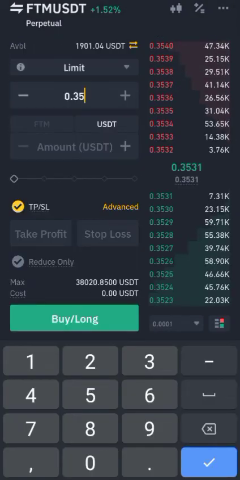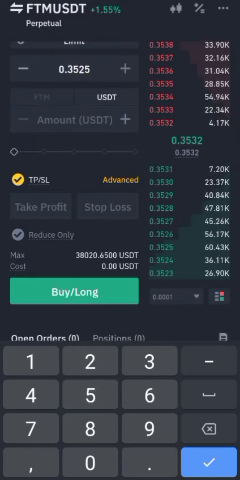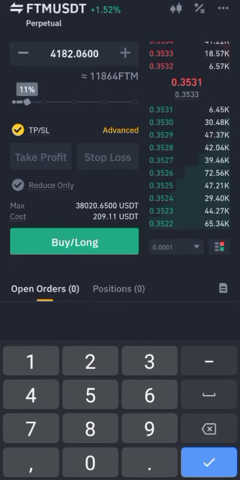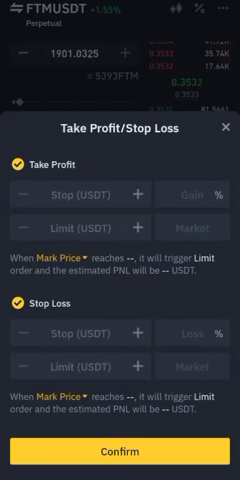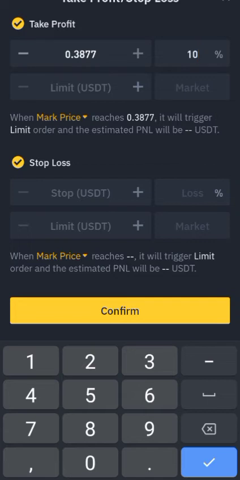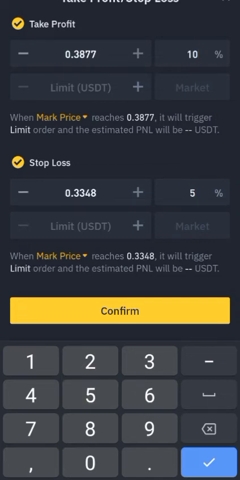I'm going to set a buy order at 25, and I'm saying we are going long. So let me test with $100. Okay, I'm testing with $95. So I simply put an order and say long. I can put my stop loss. Let me do that stop loss thing now. I can put my take profit at 10%. I can put my stop loss at 5%. So I simply confirm.